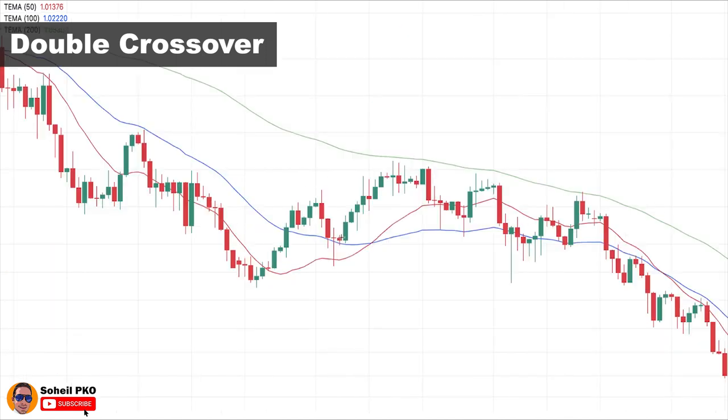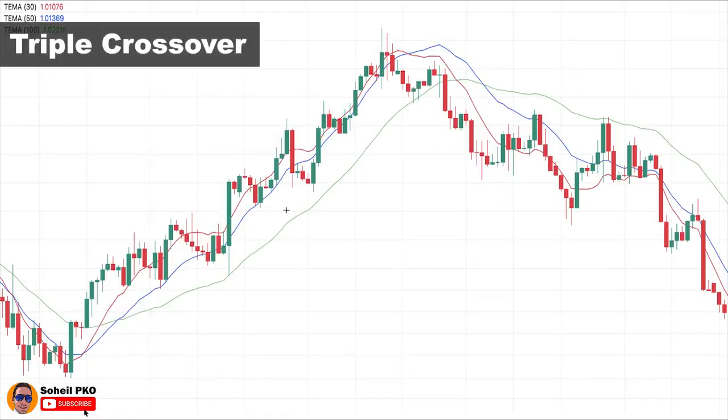Please pay attention that these double crossovers are very prone to be false signals, and one way to filter these false signals is, similarly, to add another TEMA with a longer length and use that TEMA for identifying the overall direction of the market. In this way, bullish double crossovers are confirmed only when the price is already above the longer moving average, and bearish double crossovers are confirmed only when the price is already below the longer moving average. For example, on this chart, you can see that the price is below the longest moving average, which indicates the direction is down, and we must only take bearish double crossovers.